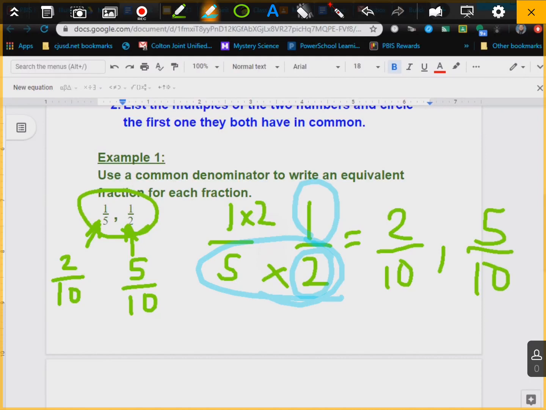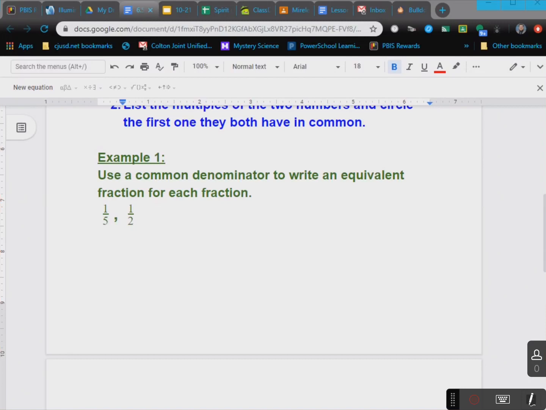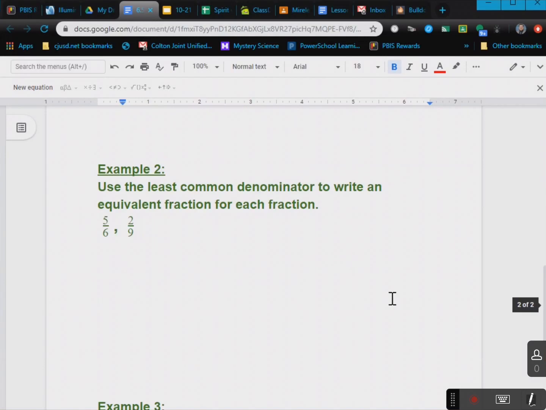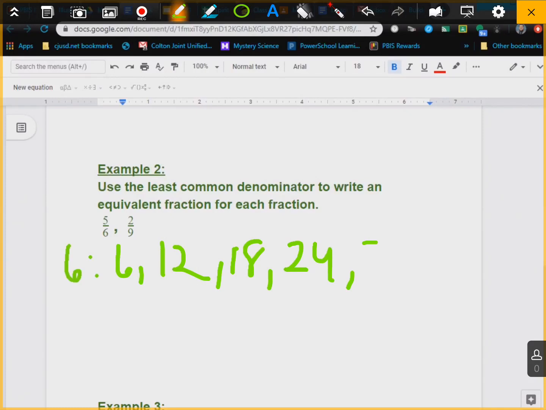Let's get to example number 2, because this one tells us to find the least common denominator. This says use the least common denominator to write an equivalent fraction for each fraction. So when they ask us to find the least common denominator, we need to look at the multiples of a number. Let's look at multiples of 6. This is where your multiplication facts come in handy. 6 times 1 is 6, 6 times 2 is 12, 6 times 3 is 18, 6 times 4 is 24, 6 times 5 is 30, 6 times 6 is 36.